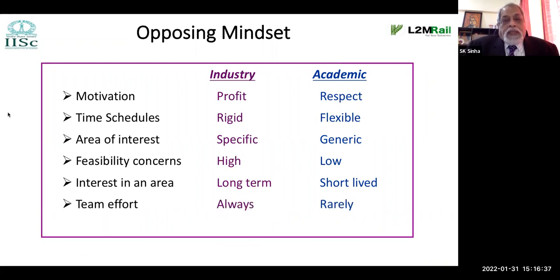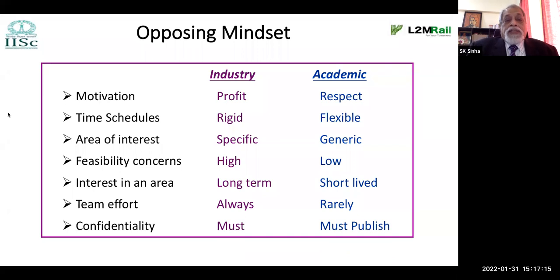Then team effort. In industry, it has to be there always. Nobody can make a product alone, because all products by necessity have multiple dimensions and they are multidisciplinary. Whereas academics, as we all know, with due regards to all of us, two academic people very rarely agree on one issue. So we generally like to avoid conflicts by working alone. So most of us work in our own silos, whereas industry likes to work with a team.